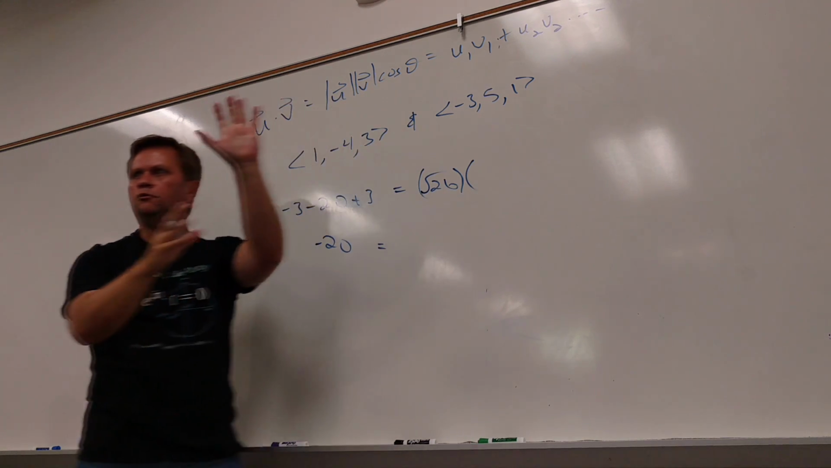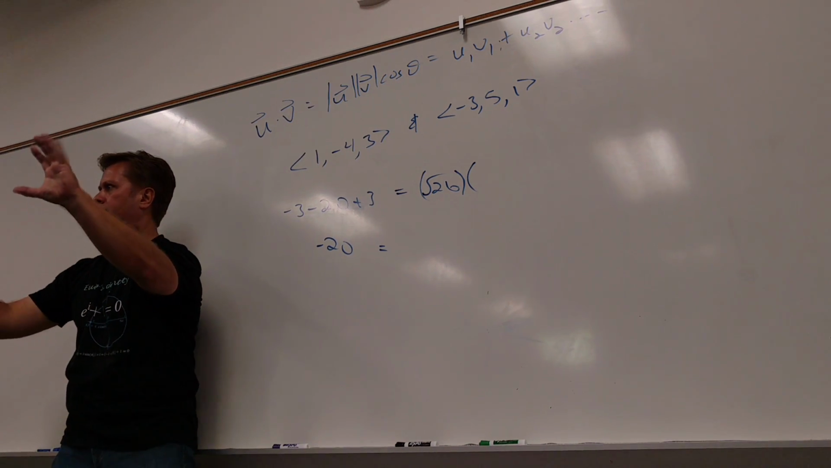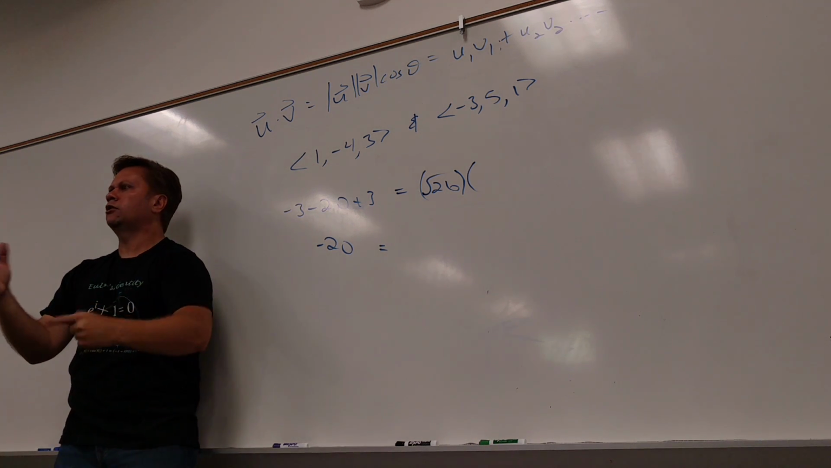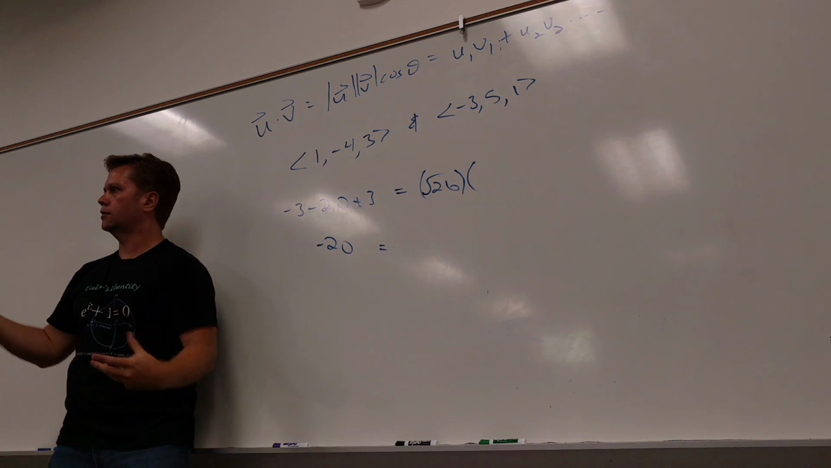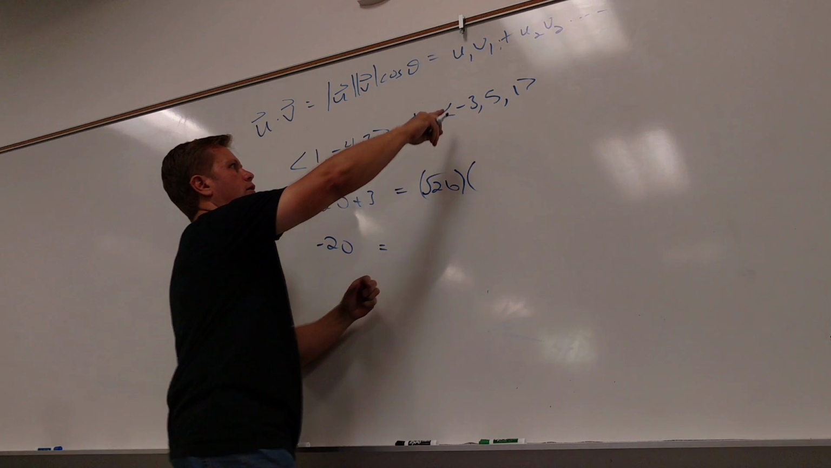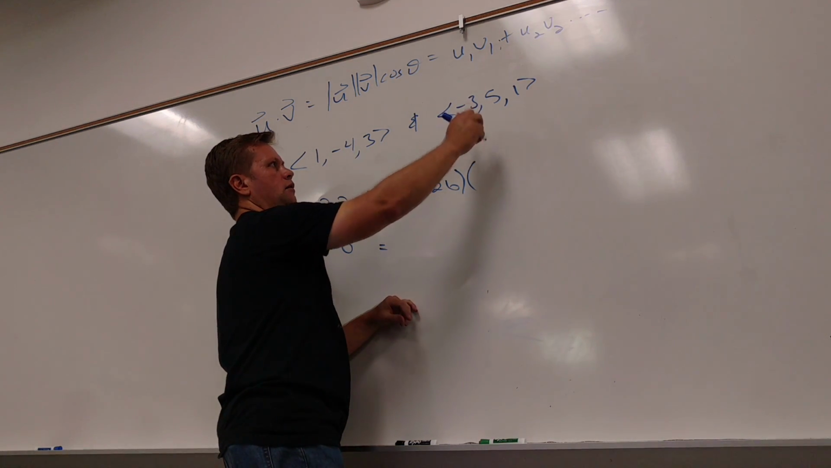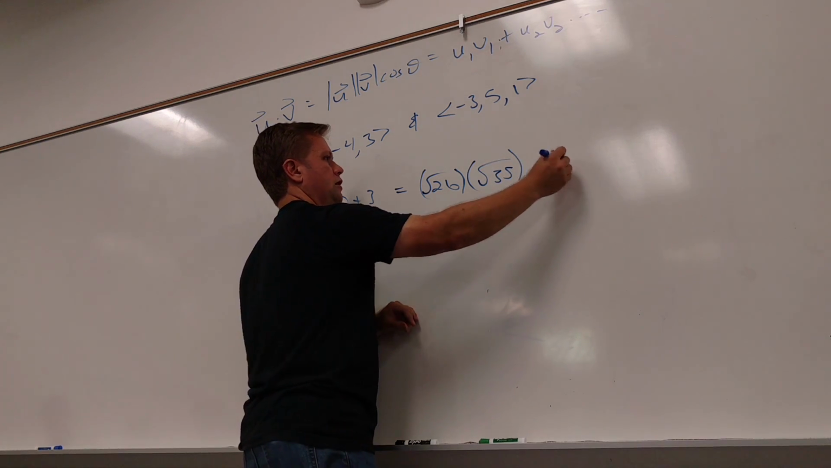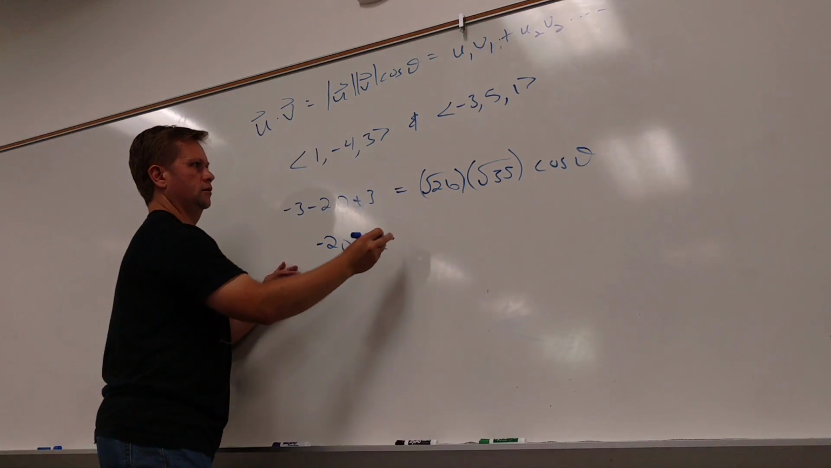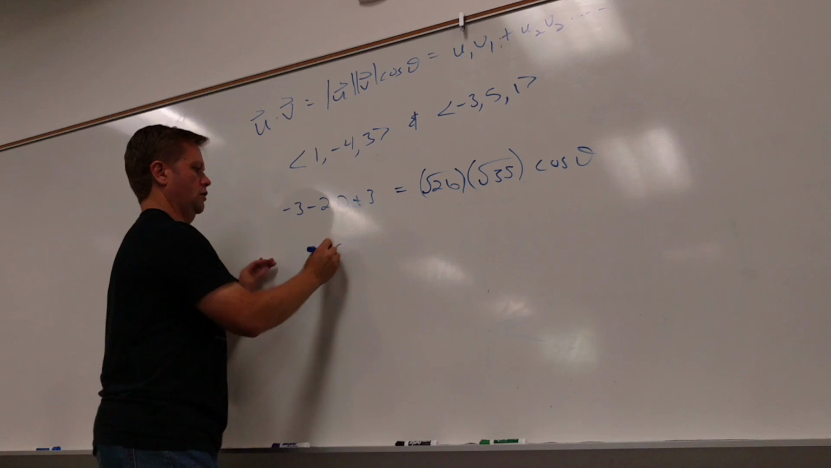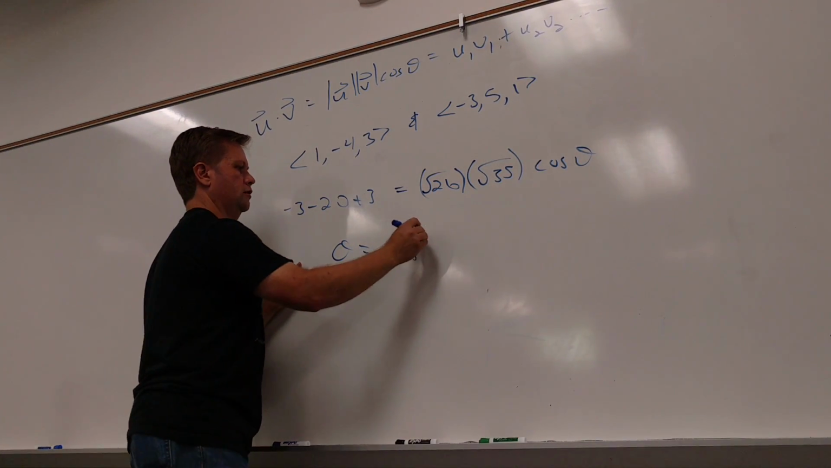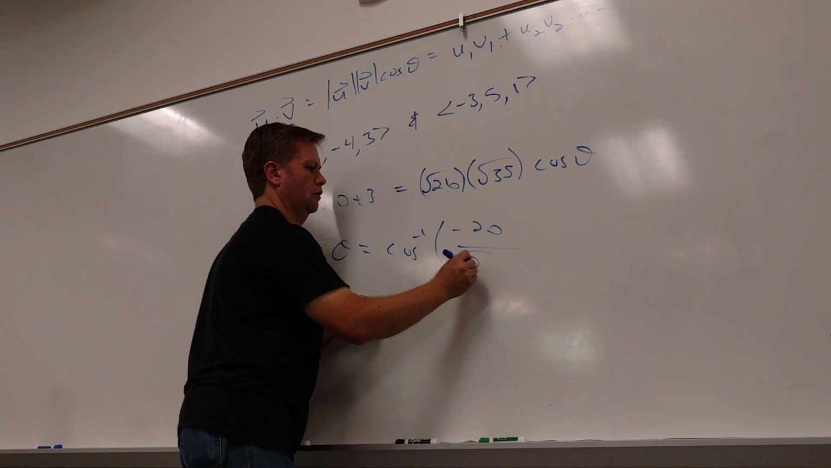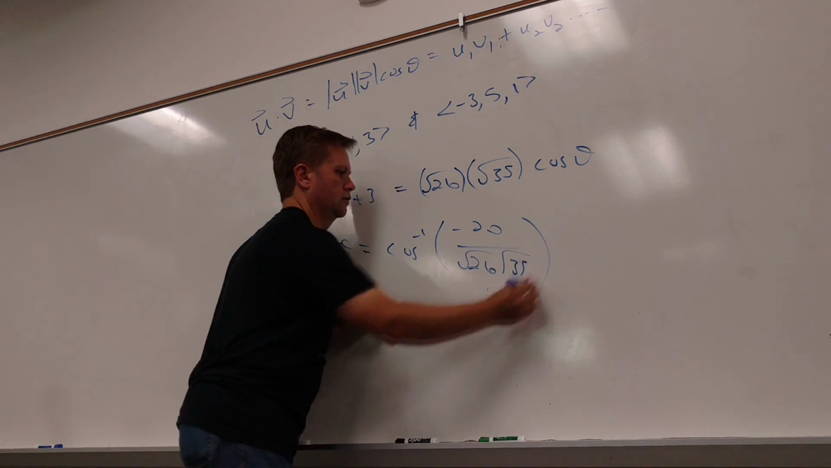So is everybody with me here? This is the whole idea of math. Do this side this way, do that side that way, and then solve for the thing you don't know. That's what you always do in math. That's all we're doing right now. Length of this guy? 35. Times cosine theta. So then theta is going to equal the inverse cosine of -20 over this business.